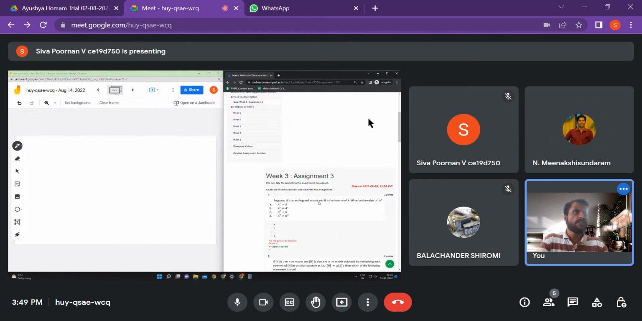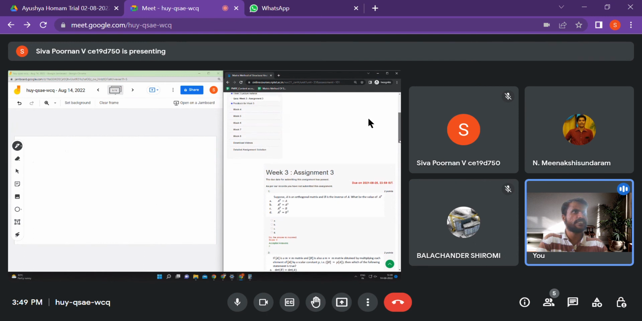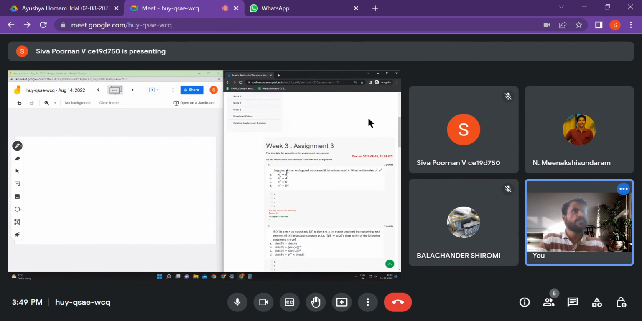Okay. So this is about matrices, based on the basics of matrix analysis, right? Suppose A is an orthogonal matrix and B is an inverse of A. So what would be the value of A transpose? Do you know what an orthogonal matrix is? This we would have come across. The definition of orthogonal matrix is that. At this point, I assume that we know what transpose and inverse of a matrix are.